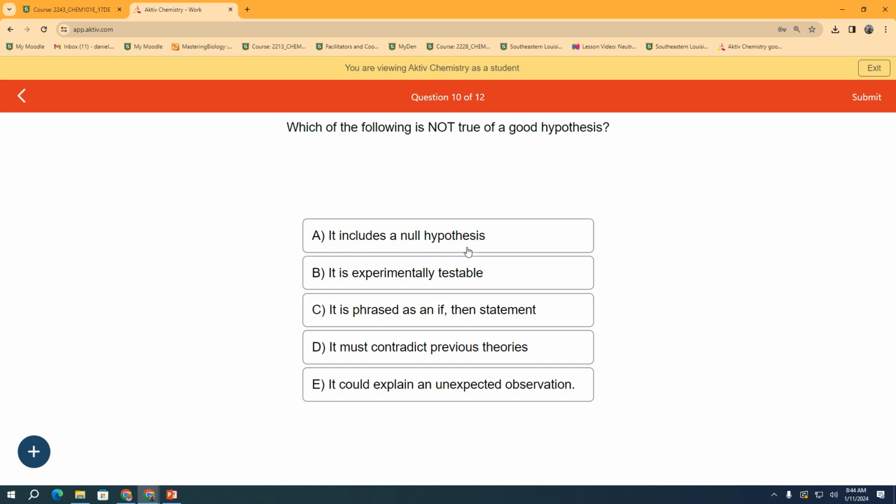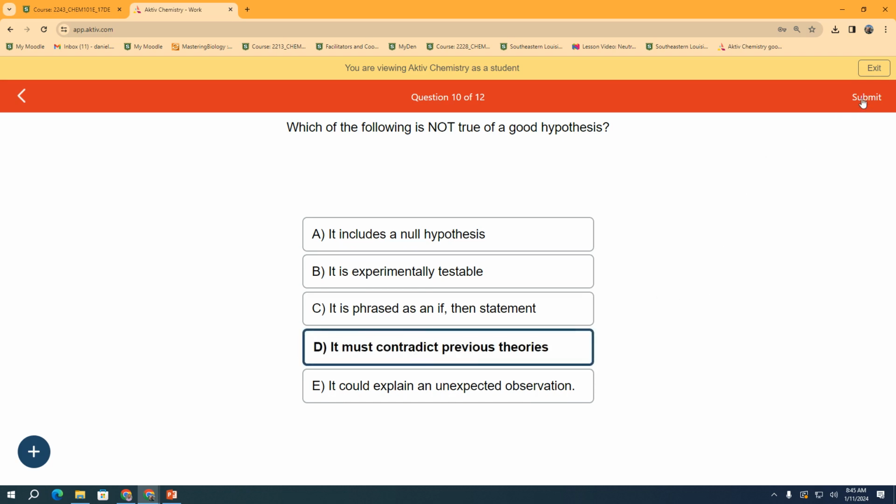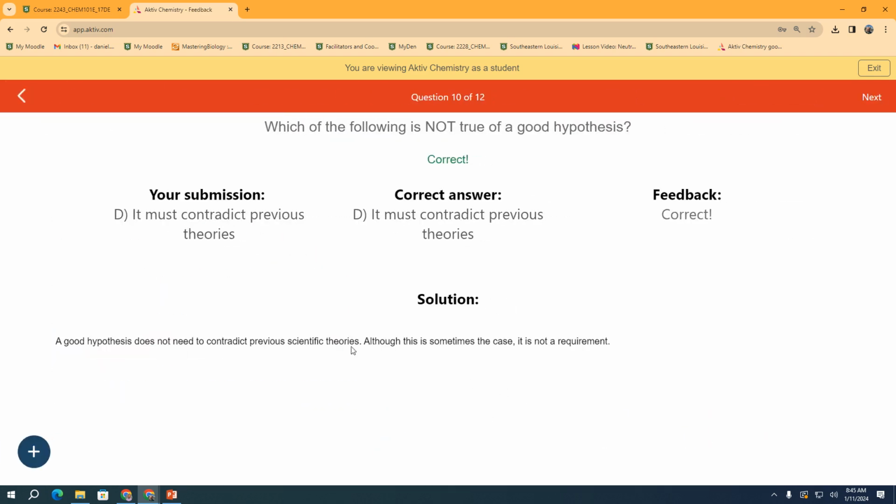Which of the following is not true of a good hypothesis? So when it says it includes a null hypothesis, that means it includes a hypothesis that could be false. It's experimentally testable. It's phrased as an if-then statement. It must contradict previous theories. It could explain an unexpected observation. Of the one that's not true, it does not always have to contradict. You can be right, but you don't go in expecting to be right.